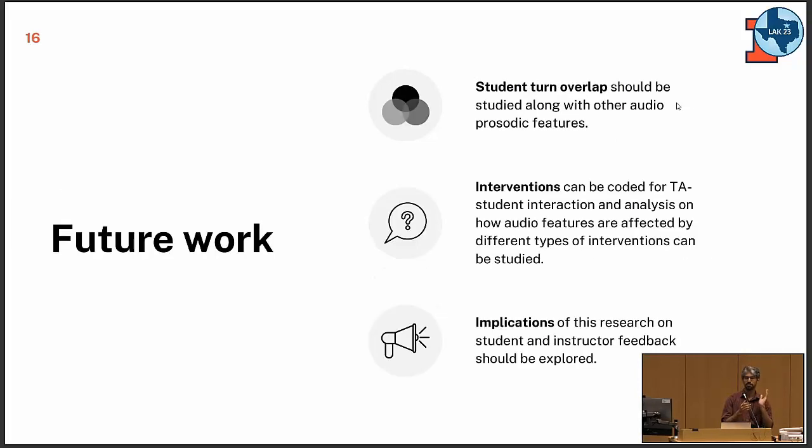Future work: looking at student turn overlap, which is an important predictor of collaboration, and looking at interventions and how they affect student speech patterns, and what this implies for student and teacher feedback needs to be thought about.